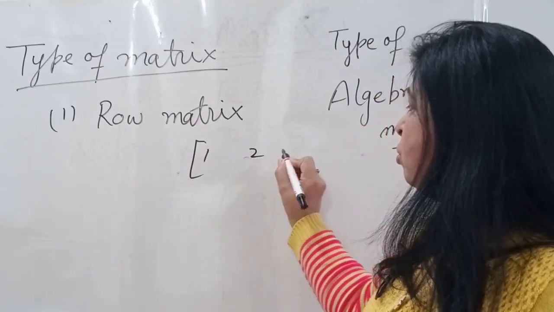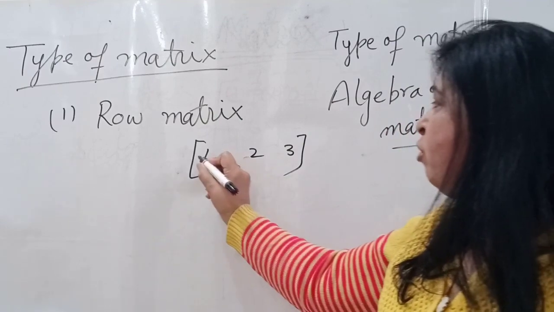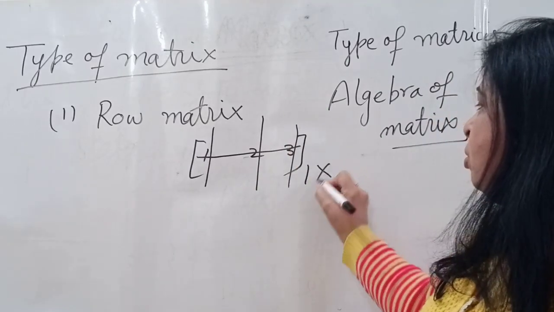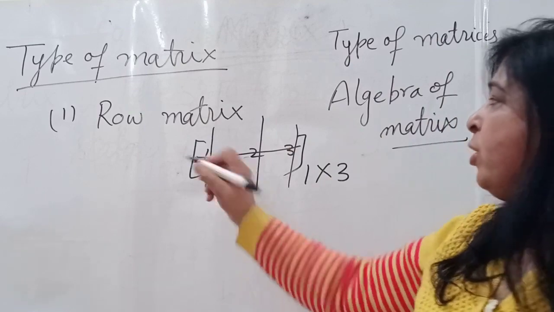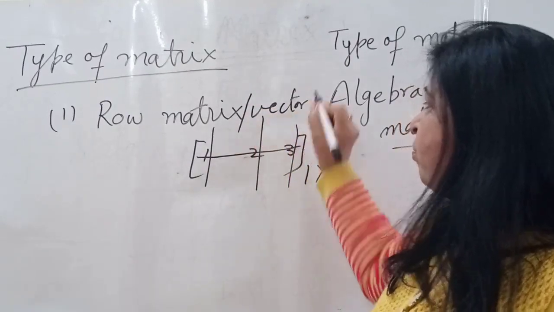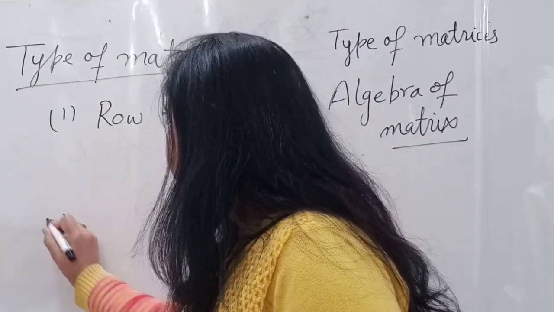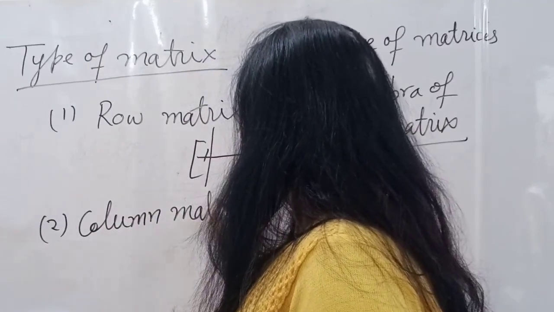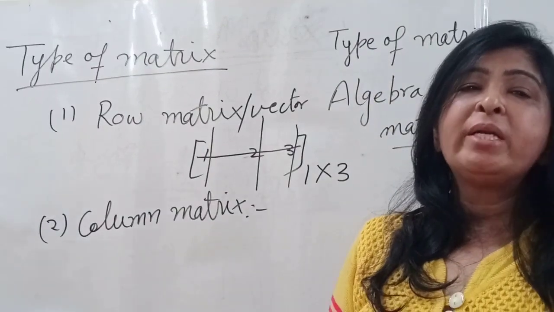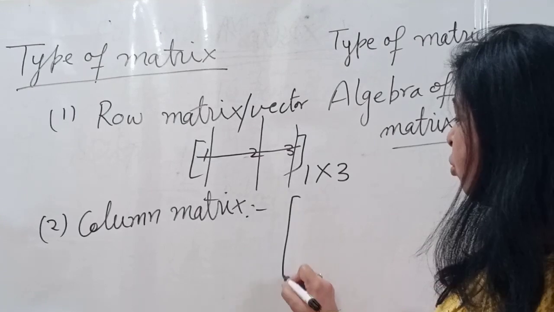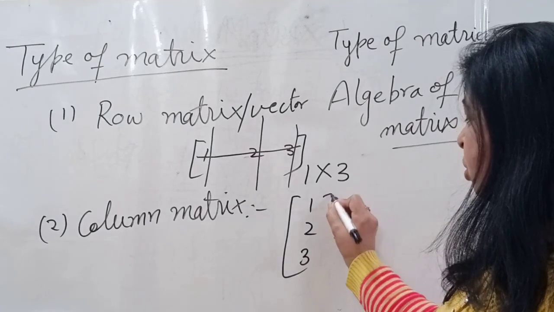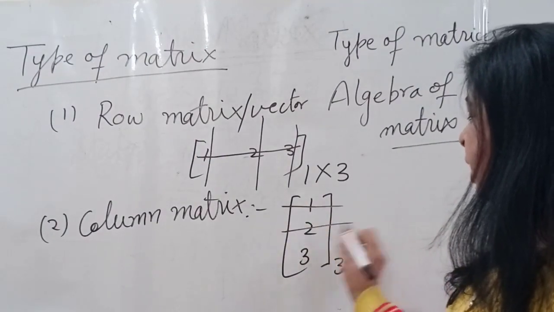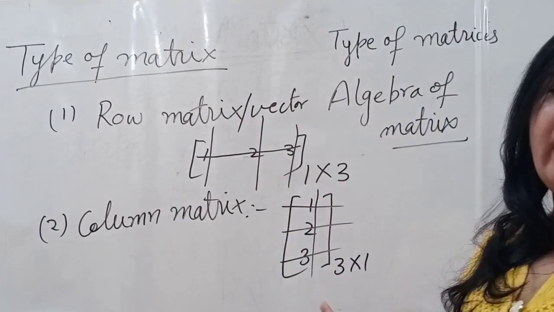Example is 1, 2, 3. Now you can see that the number of rows is 1, number of columns is 1, 2, 3. So 1 row, 3 columns. It's a row matrix or row vector. Next you have the column matrix. A column matrix or a column vector means having only one column. So this matrix has 3 rows and 1 column. First row, second row, third row and 1 column. So it is a column matrix.